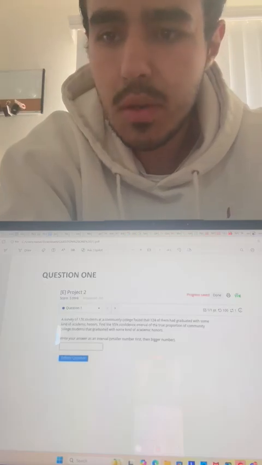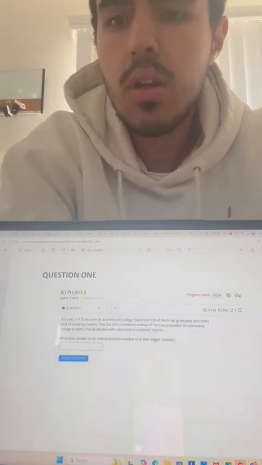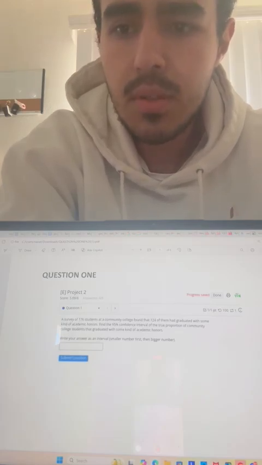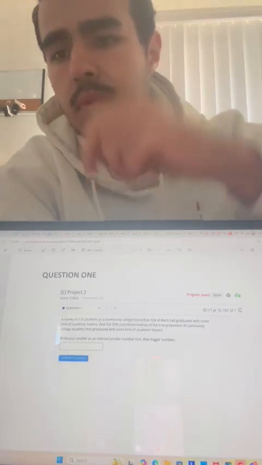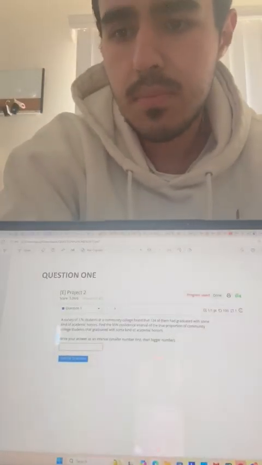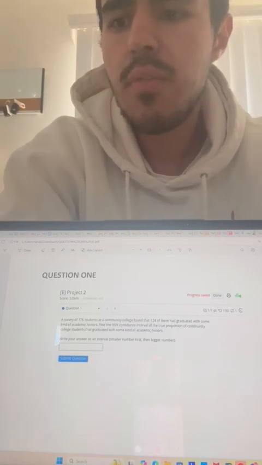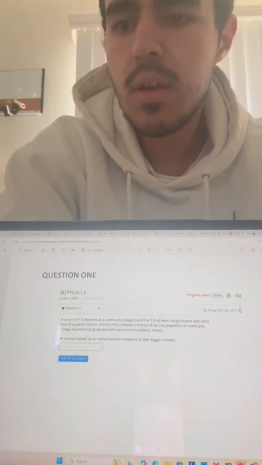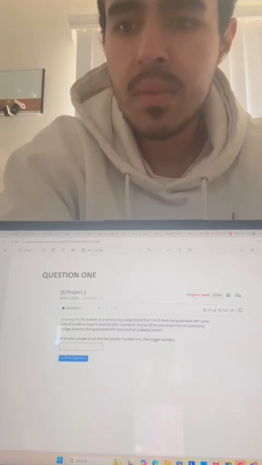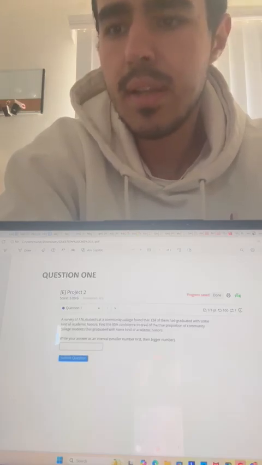Question 1. The question requires us to calculate the 95% confidence interval for the true proportion of community college students who graduate with academic honors. We start by determining the sample proportion, labeled p-hat. The number of students who graduate with honors, 90, divided by the total sample size, 257, gives us a proportion of approximately 0.3506.